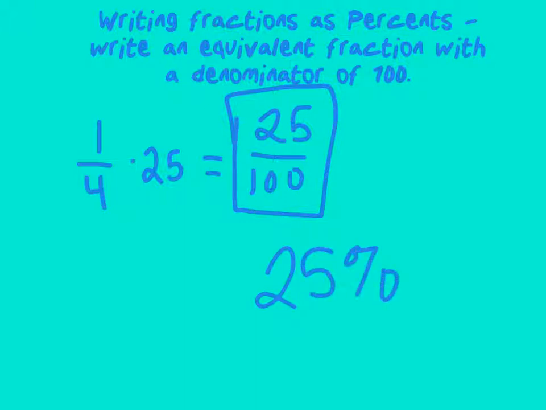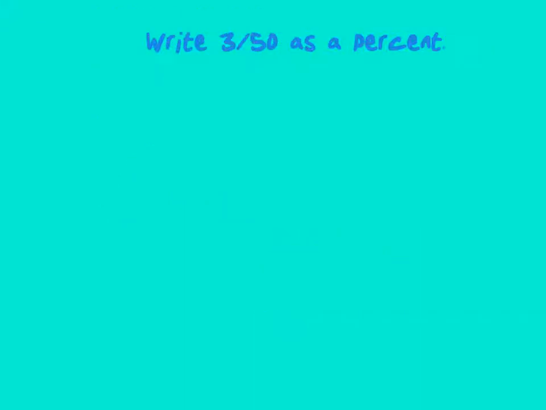So that's why my goal is to get the denominator to be 100, because whatever number is on top there is my percent. Here's one. Write 3 over 50 as a percent. So here we have 3 over 50. And we want to get the denominator to be 100 because we're trying to change it into a percent.